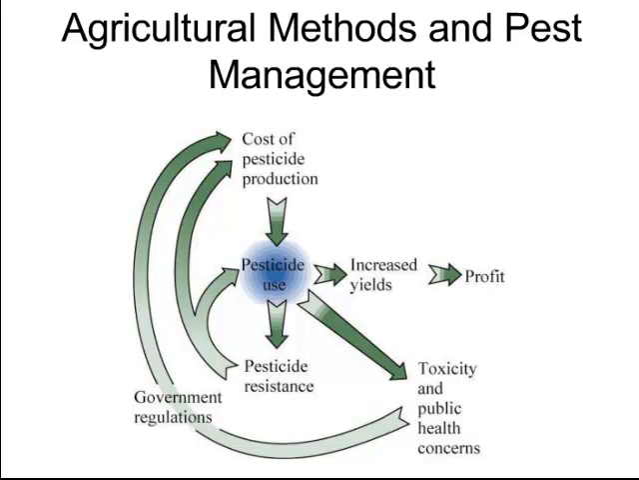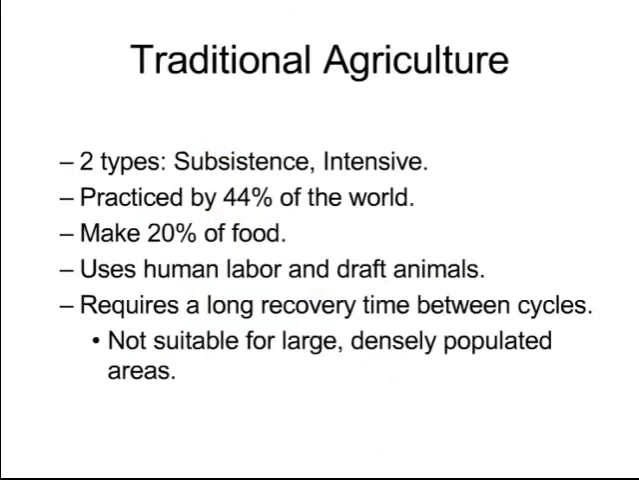This series of lectures is over agriculture and pest management. So we're going to look at the different methods of agriculture found around the world. Then we'll take a look at ways of decreasing the amount of chemical usage on our farms. There are two main types of agriculture: traditional agriculture and industrialized agriculture. So we're going to take them one at a time, and we're going to start with traditional agriculture.